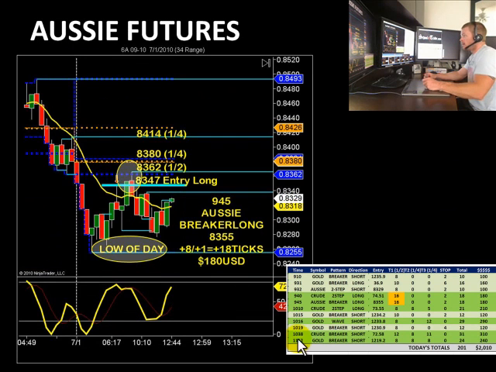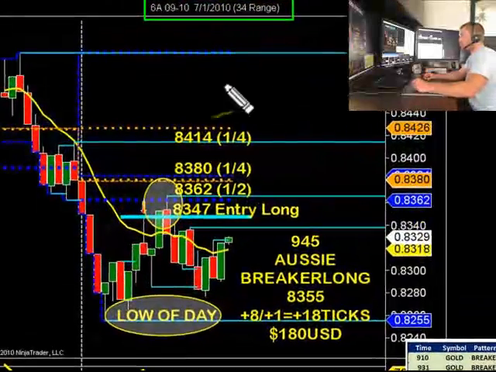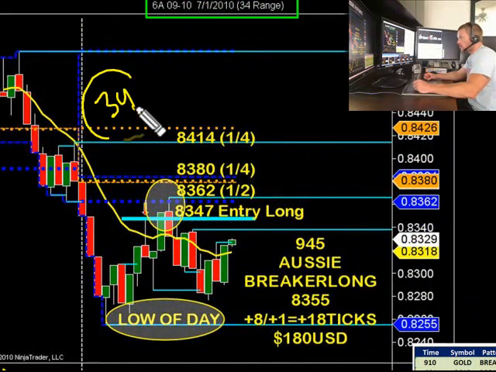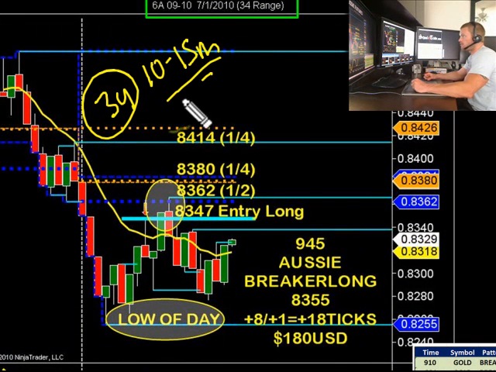Okay, back to the Aussie here. Now this again is a very slow time frame. We took a bunch of these slower time frame trades. This is on the Aussie, the 34 range chart. Very slow time frame, similar to a 10 to a 15-minute chart. And so you can see we're going to come down.